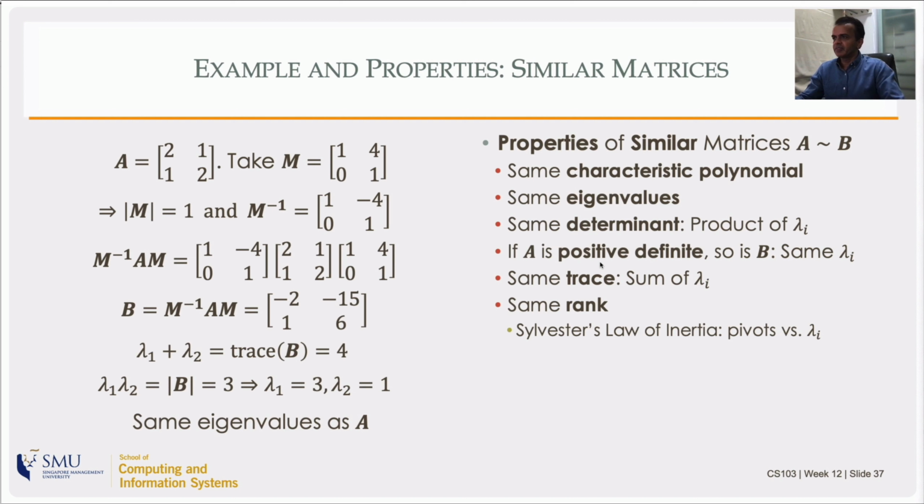Same rank, that comes from Sylvester's law of inertia, because the number of positive pivots is the same as the number of positive eigenvalues, and you can just see that the number of pivots will be the same. The number of pivots is the rank.